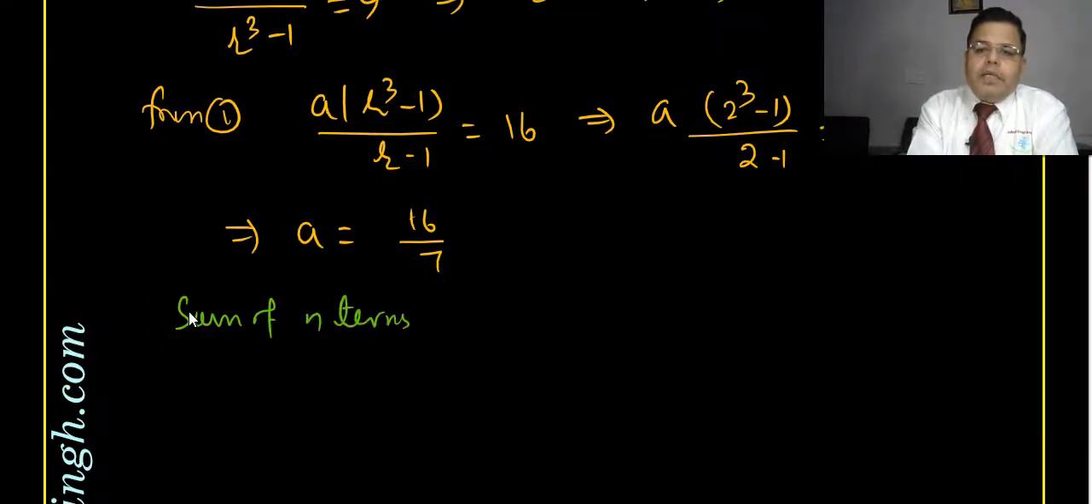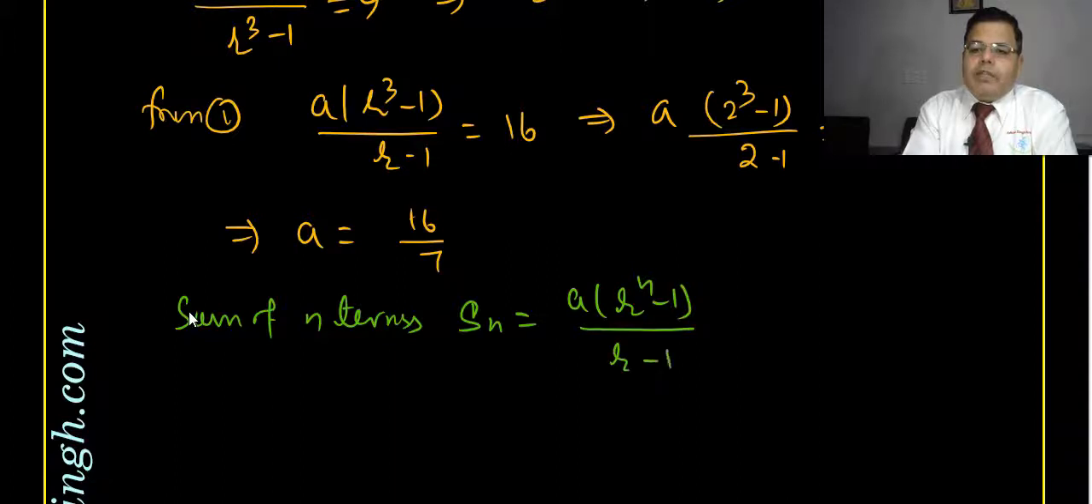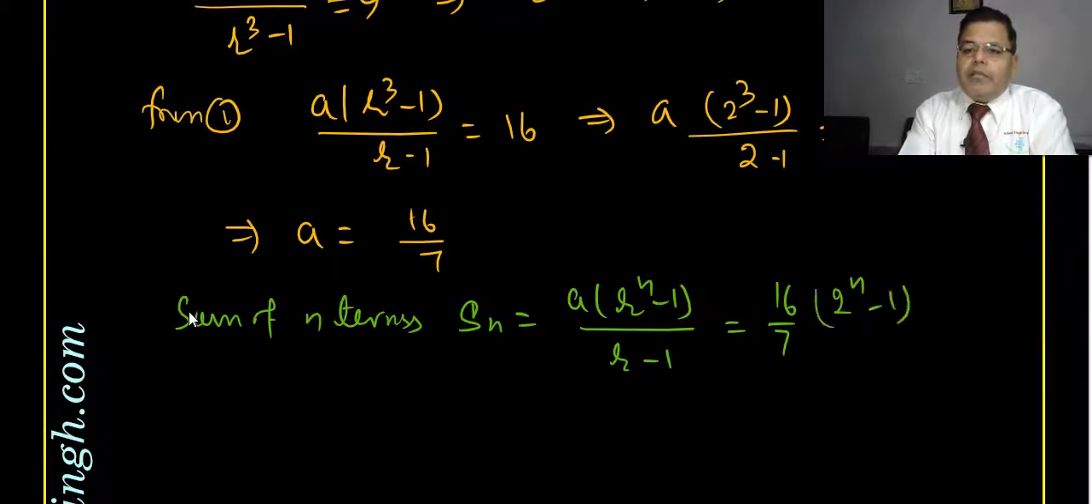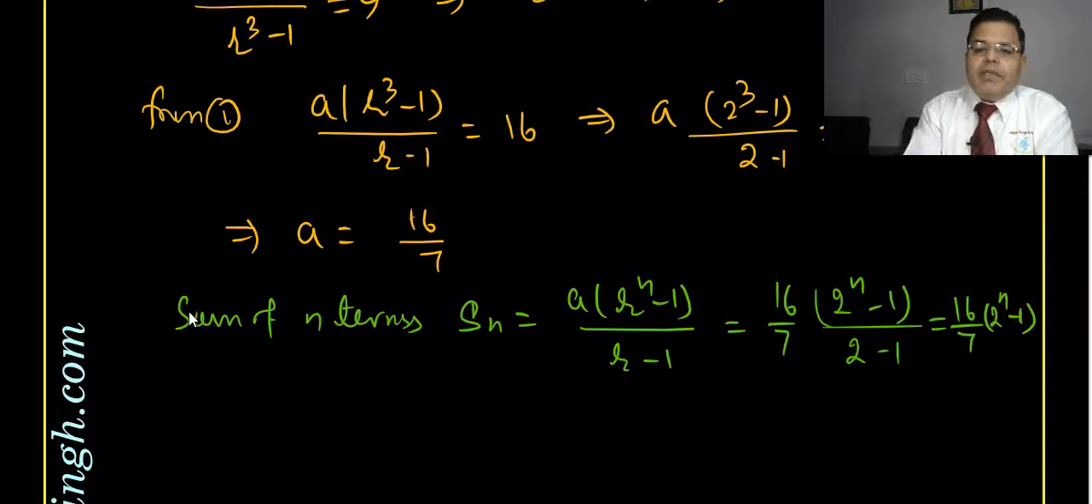n terms is given as Sn is equal to A(R^n minus 1) upon R minus 1. So we can write 16 by 7, and R we have already calculated as 2, (2^n minus 1) upon 2 minus 1. 2 minus 1 is 1, which will make no difference, and that can be written as 2^n minus 1. That will be the answer. So I hope you got it. 2^n minus 1. So that will be the answer.